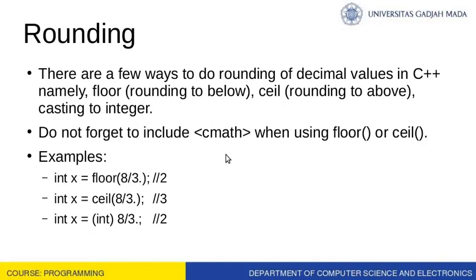Okay, if you want to do rounding, my suggestion is that you can use the facilities of rounding functions to do rounding in C++, which are floor and ceil. So floor is rounding to below, and ceil is rounding to above. Or you can cast to integer, but casting to integer will be similar to floor.